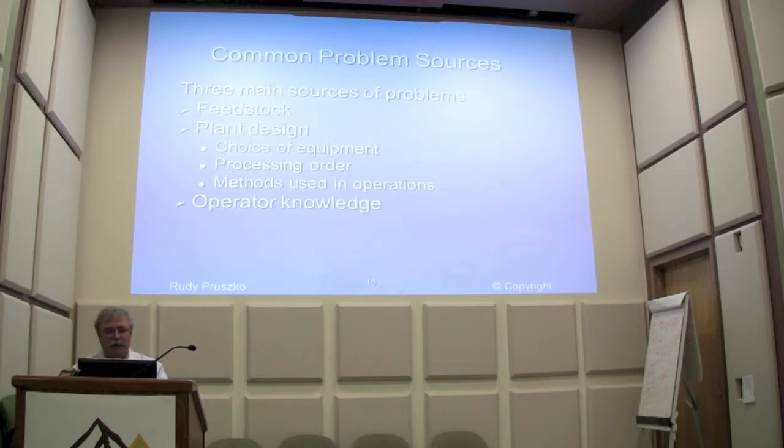Some common problem sources: feedstock, your plant design. Make sure it's designed to run the feedstocks that you want to do. The order that you do the processing is important. Sometimes, like we mentioned, if you take the methanol out before you separate the glycerin and biodiesel, that could be a problem. And operator knowledge.